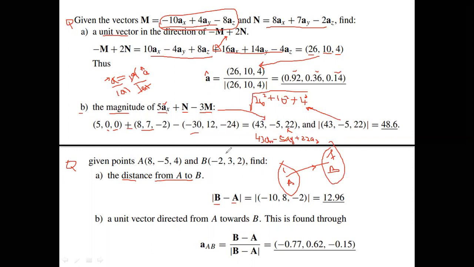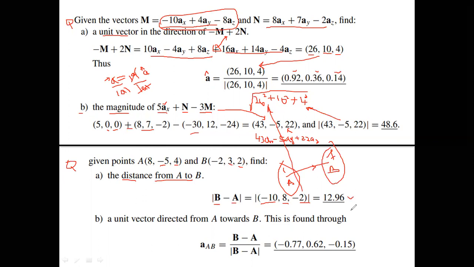So B minus A: minus 2 minus 8 is minus 10, 3 minus minus 5 is plus 8, 2 minus 4 is minus 2, and the magnitude by this method we will get this.